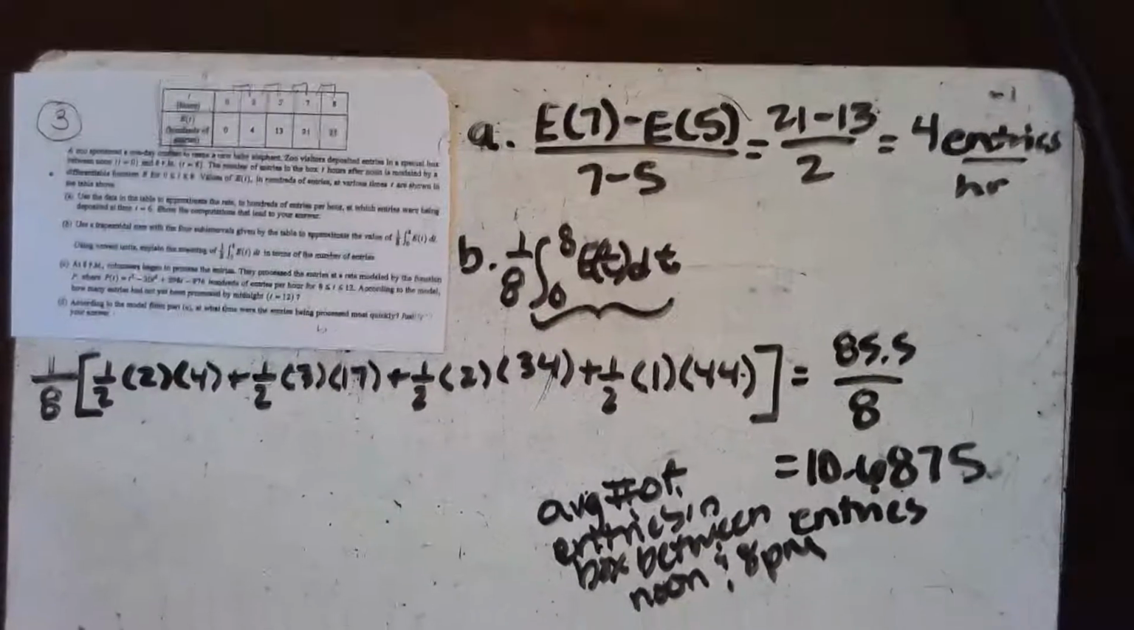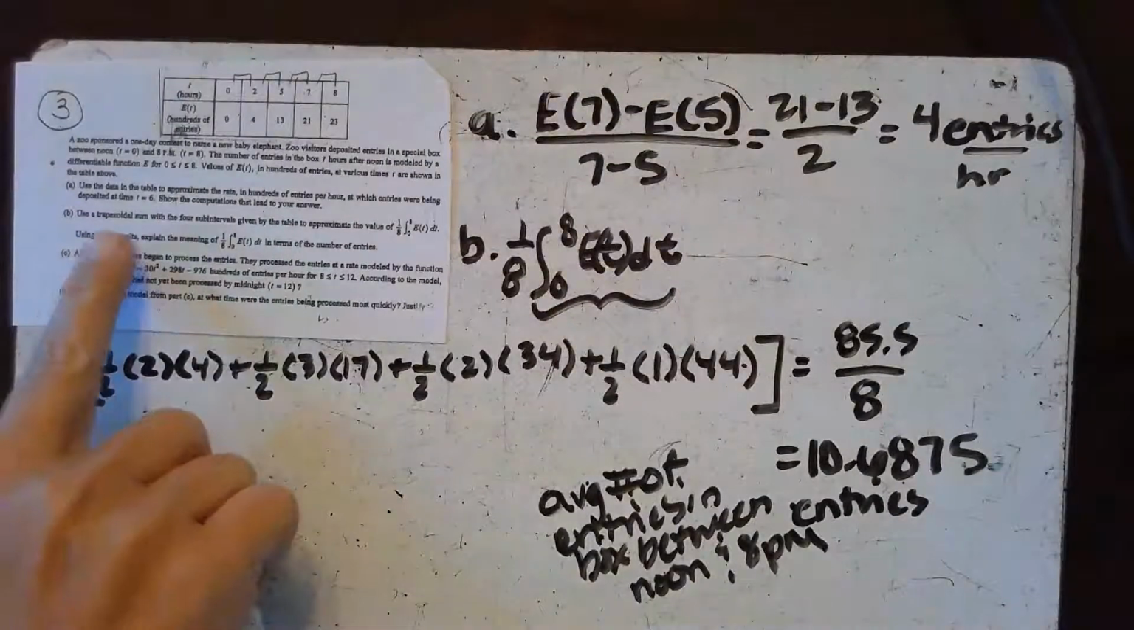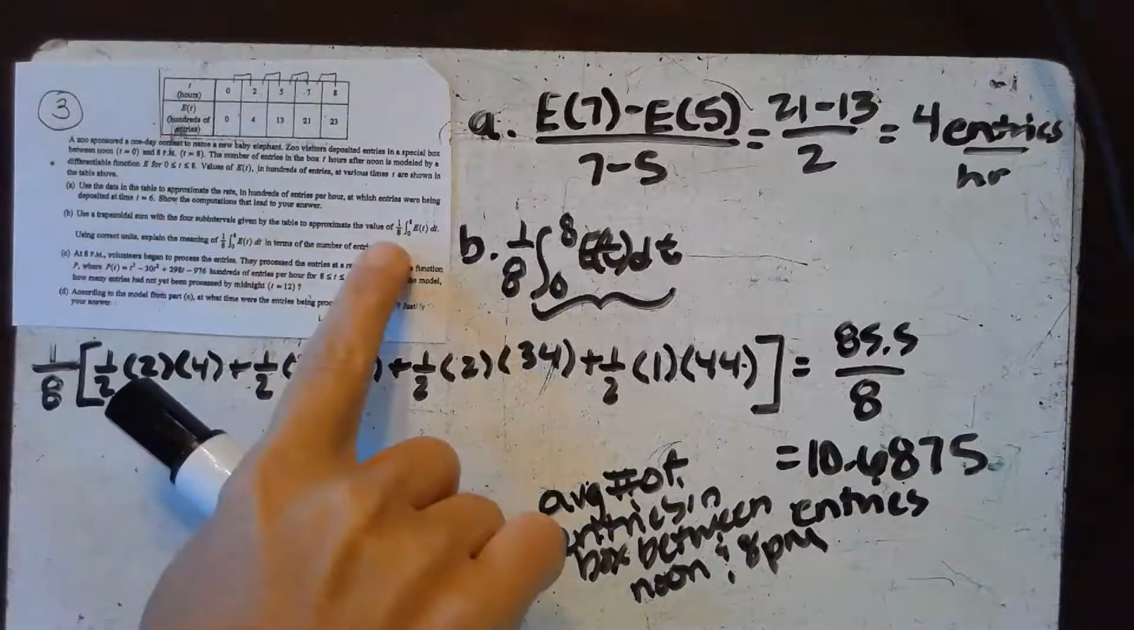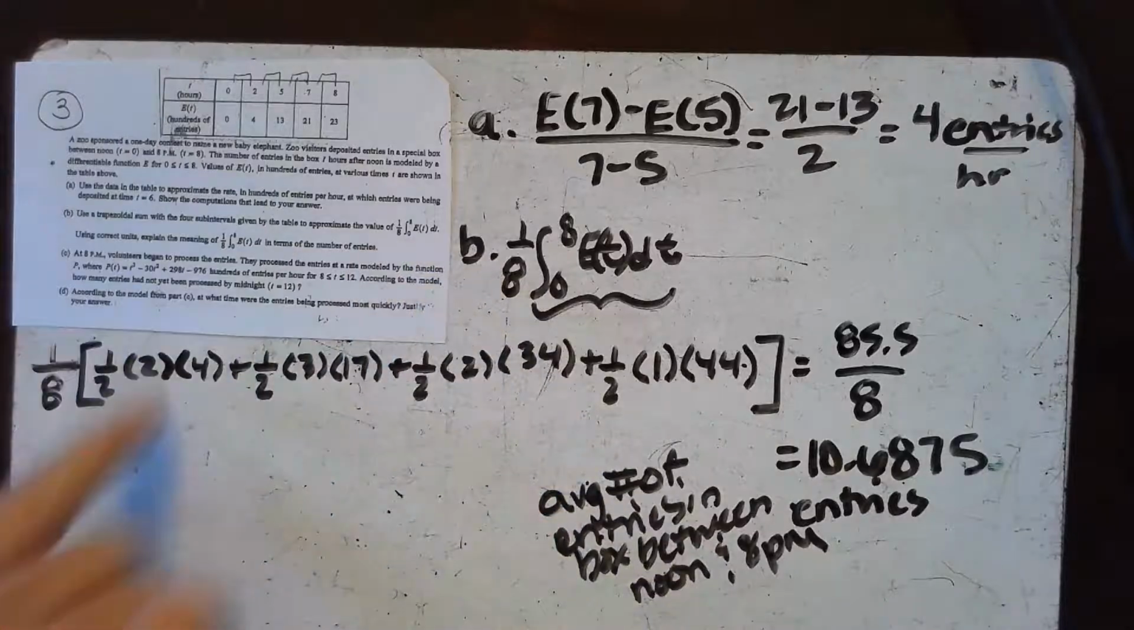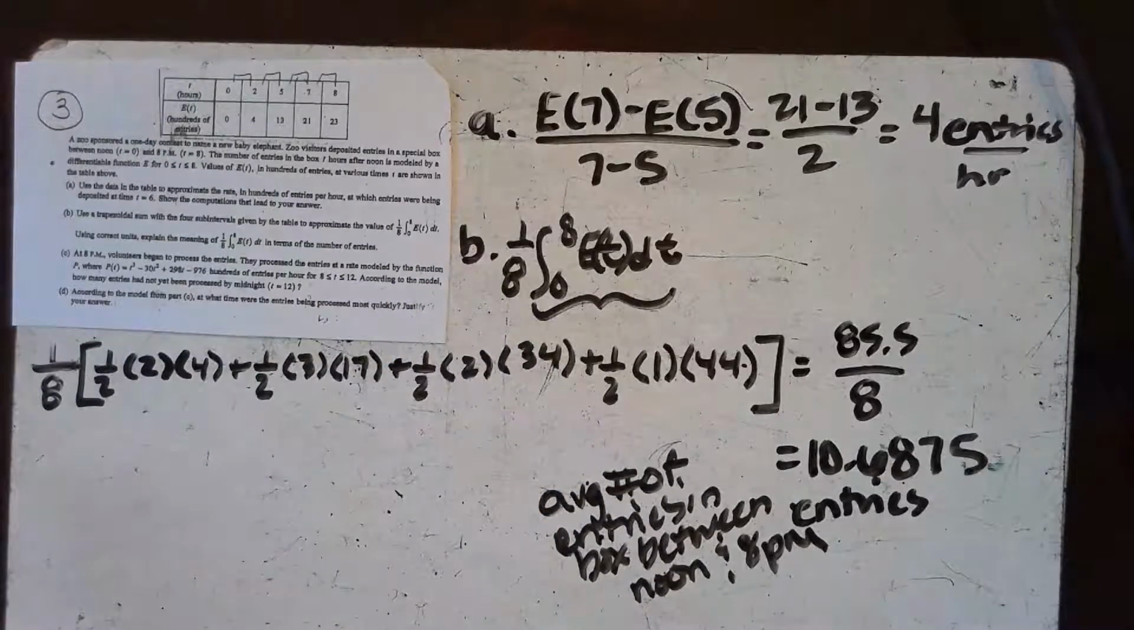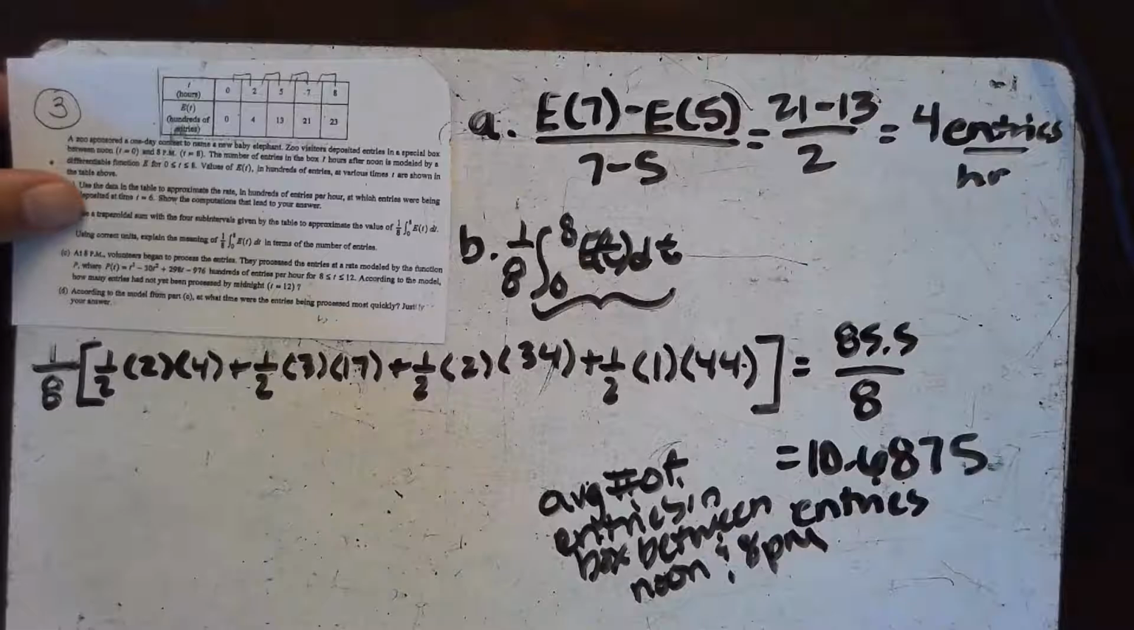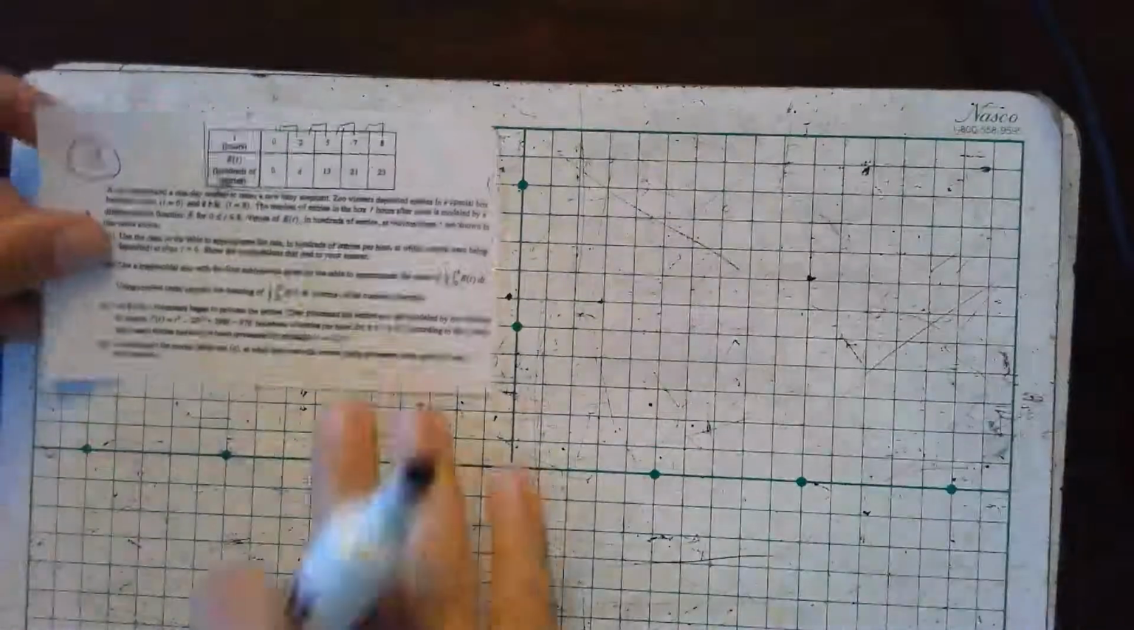All right, so that's part B. Okay, be careful of the intervals if they put a constant out there and so forth. And be careful of your units. All right, moving right along.